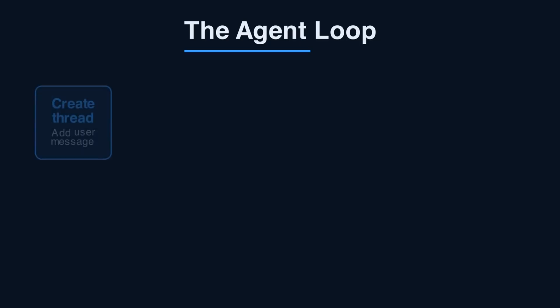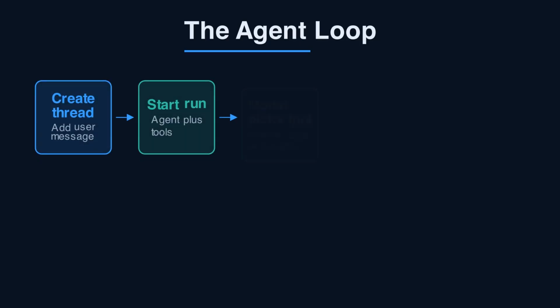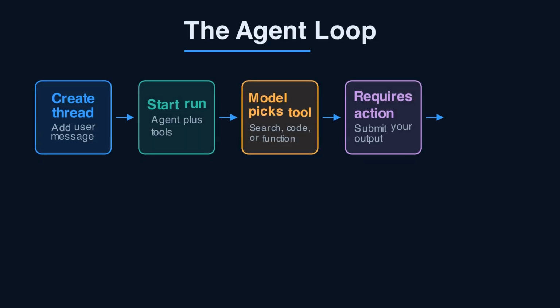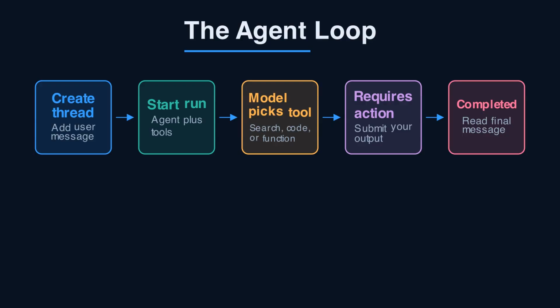Walk through one request. You create a thread, which holds the conversation history server-side. Then add a user message. You start a run, which binds the agent and its tools to that thread. The model decides it needs a tool. If it's file search or code interpreter, the service executes it directly and feeds the result back to the model.